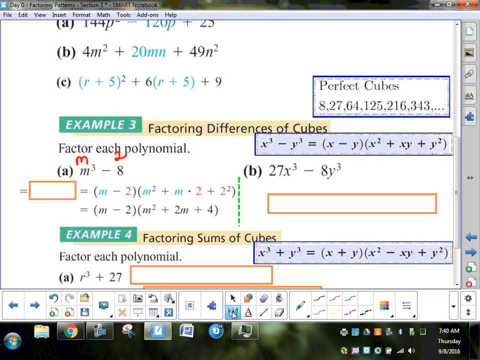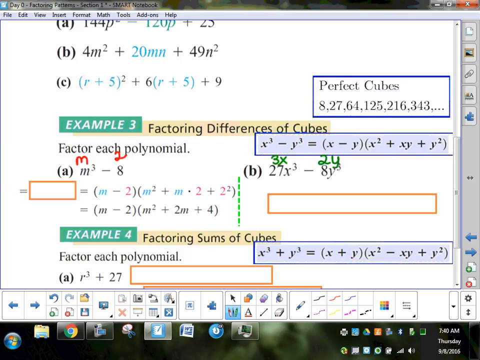27x cubed minus 8y cubed. Is the left half a perfect cube? Yes or no? Hands up, please, if you can tell me what the cube root of the left would give us. Hands up, please, if you can tell me what the cube root of the right would give us.